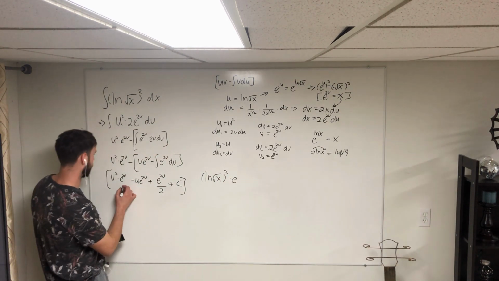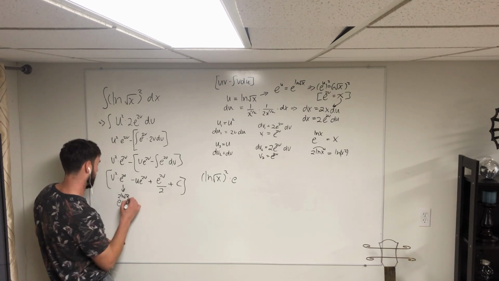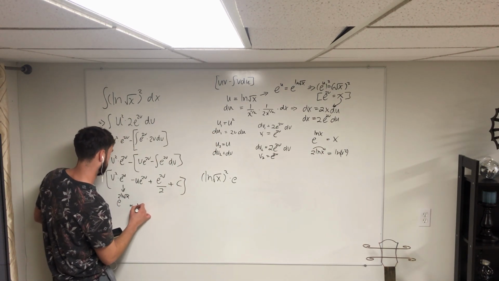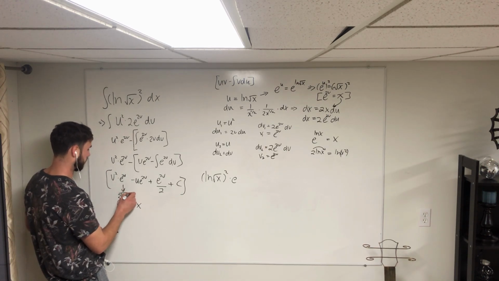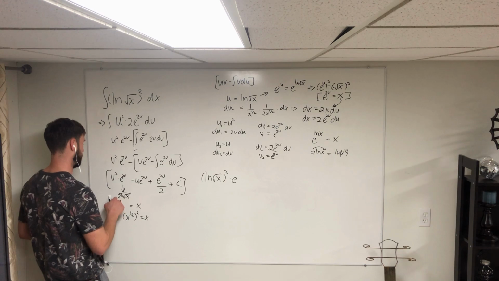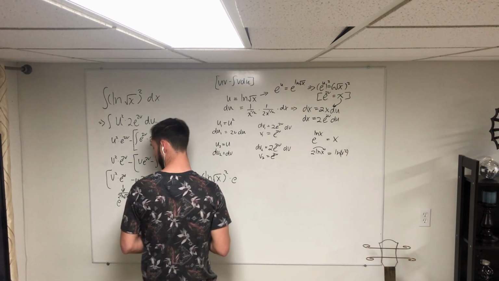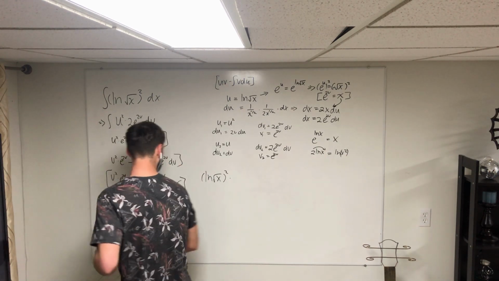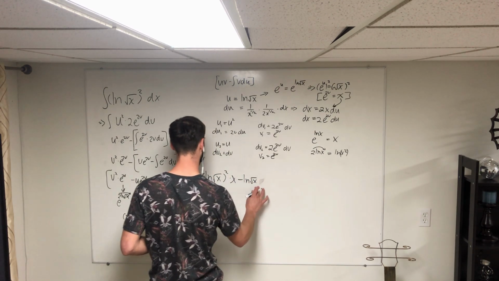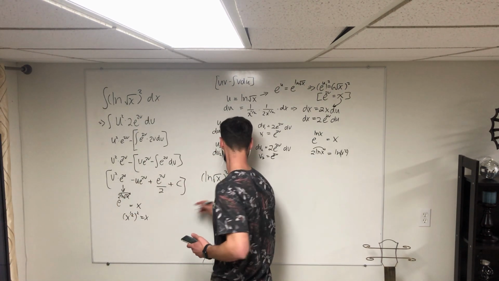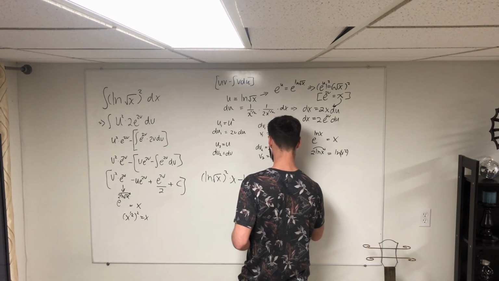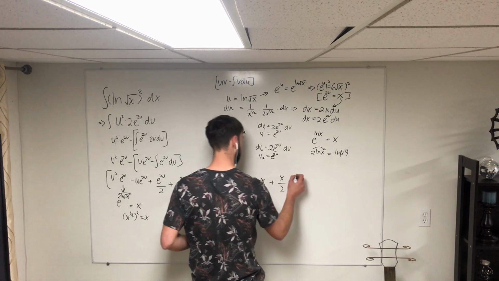Times e to u. Well, what is e to u? E to ln of square root of x, right? Using this property, we can say that this equals x, because the 2 comes over here, x to the half squared is x. E to the ln of x is x. So we can surely just put x here, minus ln of square root of x. E to u, again, we just established that e to u here is going to be x. So times x plus e to u over 2, which is going to be x over 2 plus c. This is your final result.